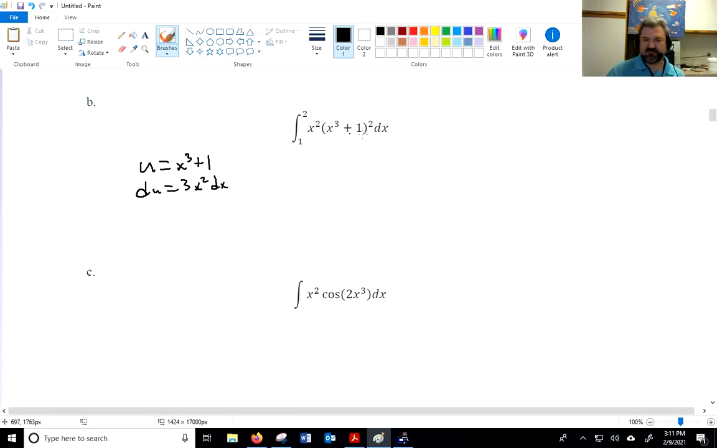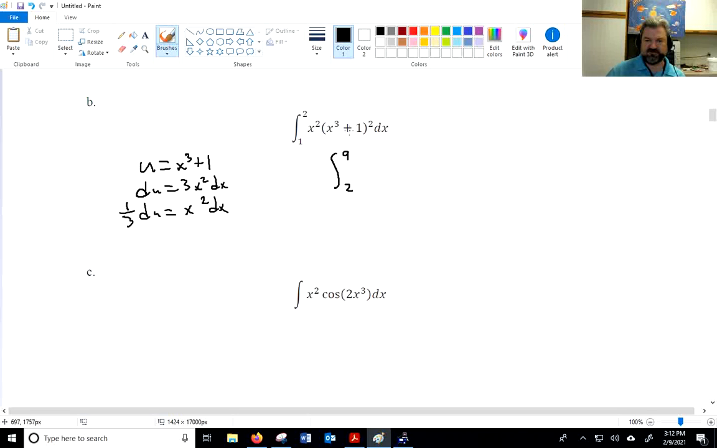And since I have x squared dx, which almost looks like this, I can just solve for that by dividing by 3, and I get 1/3 du equals x squared dx. All right, let's rewrite our integral. The bounds need to change to be in terms of u. So plug 1 in for x, you get 1 cubed plus 1 is 2. 2 cubed is 8 plus 1 is 9.